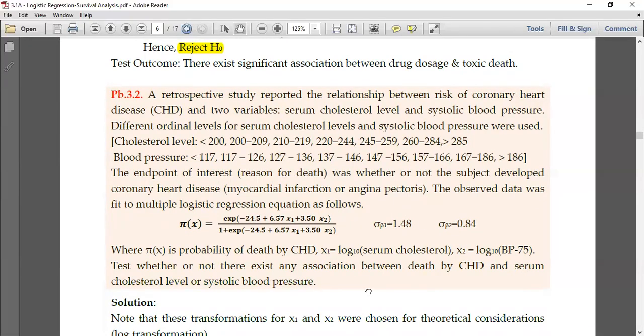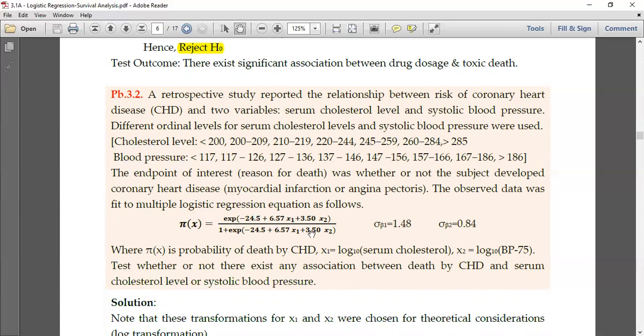Alright, if you look at the equation here, the question is exactly similar to the previous one. Blood pressure and cholesterol levels, two levels are given. One is explanatory variable number 1, another is explanatory variable number 2. That means there are two explanatory variables. The outcome, the endpoint of interest, is the reason for death, coronary heart disease, CHD.